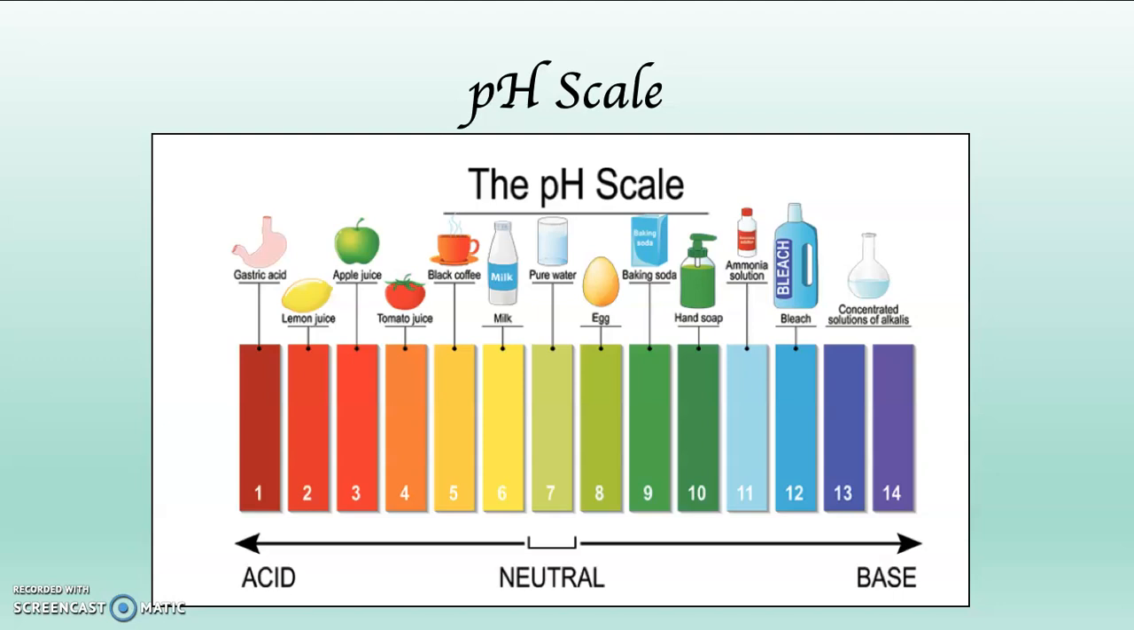So all the way over on the left-hand side at 1, you have gastric acid, which is like hydrochloric acid that's in your stomach. Lemon juice, apple juice. I believe a jalapeno pepper, by the way, is about a 2, 2.5, something like that. Tomato juice, black coffee, milk, slightly acidic.